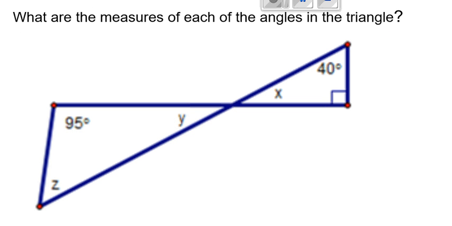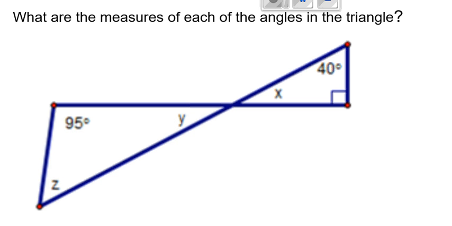Okay, what are the measures of each of the angles in the triangle? When you're doing these little geometry puzzles, and they are puzzles, you want to look for a triangle where you have two known angle measures, or at least where you can figure one of them out if it's missing. So you need at least two to find the missing angle.